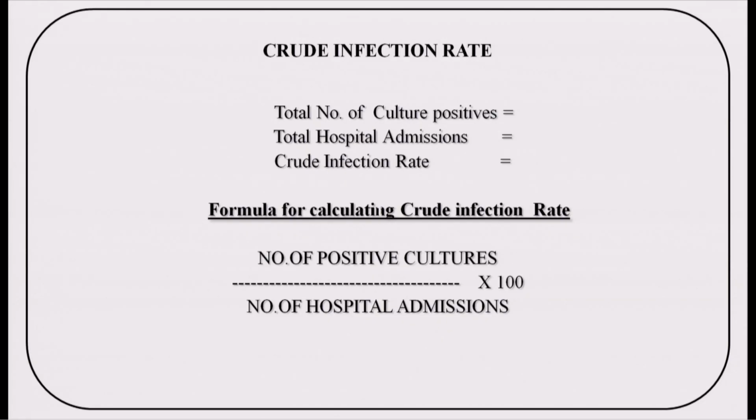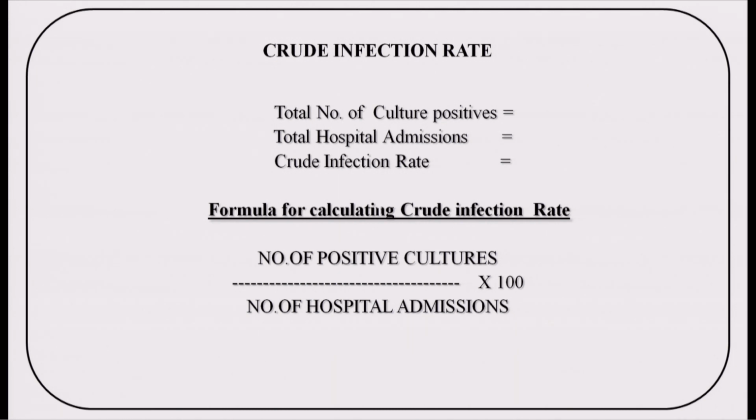Coming to the next slide, crude infection rate. Crude infection rate is again a very important entity, where we see the total number of positive cultures from the total number of cultures being sent. If you see the formula again, it is the number of positive cultures divided by the total number of hospital admissions, multiplied by 100. It gives your positive culture rate, how many of them are getting positive. It helps indirectly in knowing the hospital acquired infections.